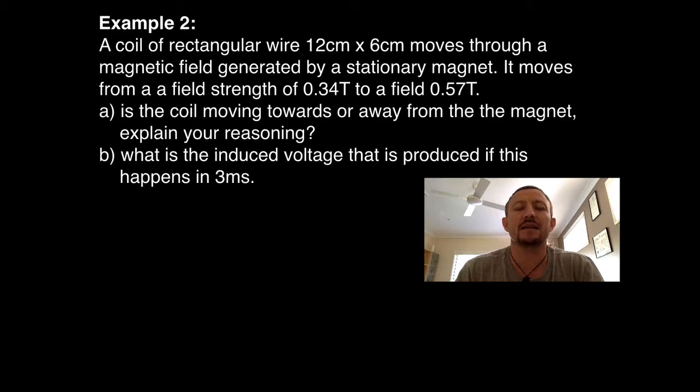Okay, so let's look at our second example. In this case, we've got a coil of rectangular wire, 12 centimeters by 6 centimeters, moving through a magnetic field generated by a stationary magnet. It moves from a field strength of 0.34 Tesla to a field of 0.57 Tesla. First question is going to ask us, is the coil moving towards or away from the magnet, and explain your reasoning? And what is the induced voltage that is produced if this happens in 3 milliseconds?